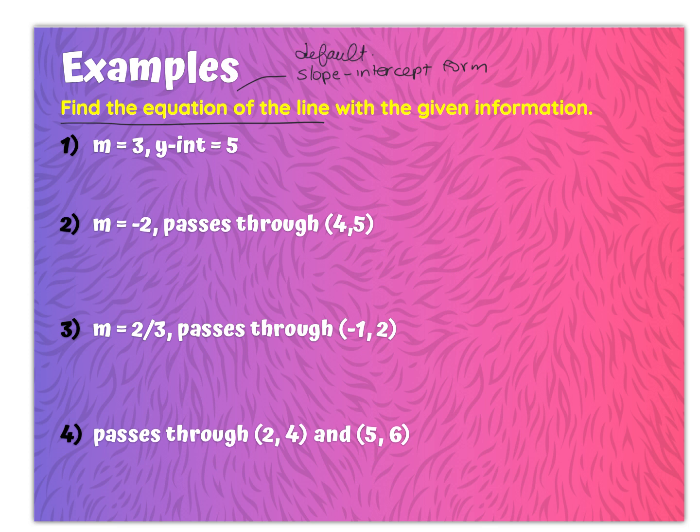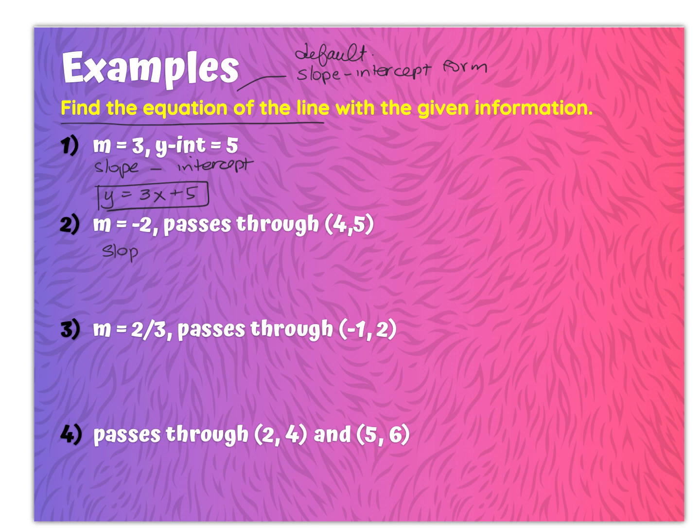So when you come over to number one, you look at what's given to you. And you say, okay, they gave me the slope and they gave me the intercept. Obviously then I'm going to use slope-intercept form here. y equals, the slope is 3 and the intercept is 5. And so there's your answer. Easy.